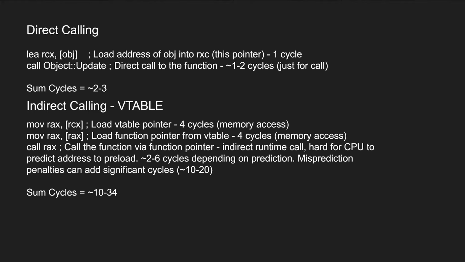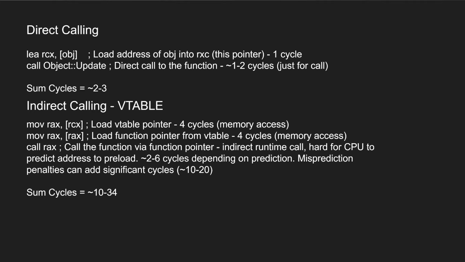So here's a performance example of calling something directly and indirectly via the virtual table, pretty much just the virtual methods. Here you can see that we have the lea rcx instruction, which is pretty much loading the address of a certain object, and then we are doing the call of the update. And because we are doing a direct call, there's no polymorphism involved. We already know at compile time which method we want to call, and pretty much it sums up to 2 or 3 cycles. Of course, it depends on the CPU, but that's just an approximation.